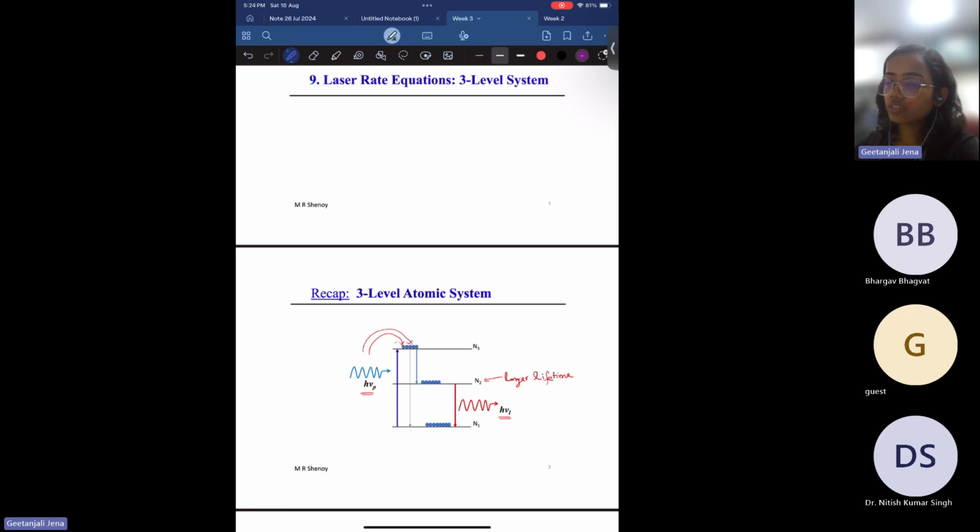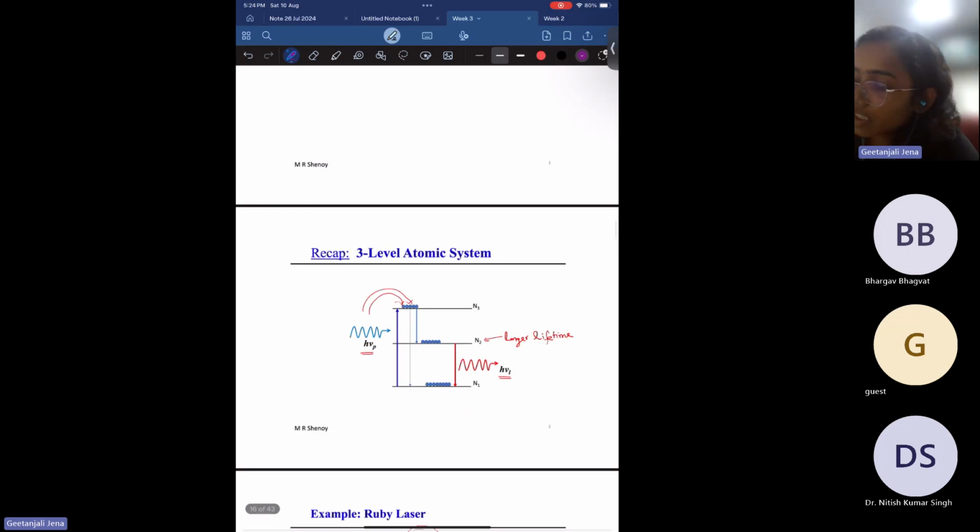Similar to the two-level system, in the three-level system we have three energy levels interacting with the radiation. That is, the absorption as well as the emission is occurring between three energy levels. If you see this figure, there are three energy levels, with atomic populations N1, N2, and N3.